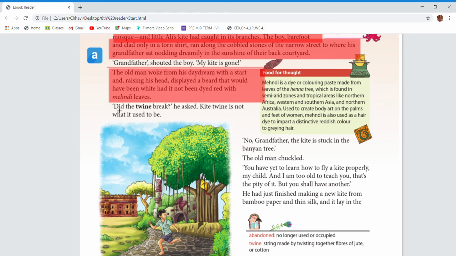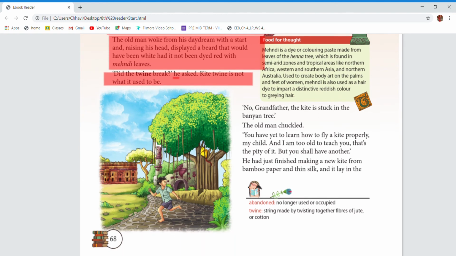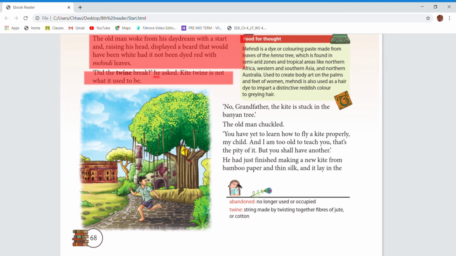Did the twine break? He asked. Kite twine is not what it used to be. Who is he here? He is grandfather. So grandfather says, did the twine break? That means did the string of the kite break? Did you lose the kite? And then the writer says that kite twine is not what it used to be. So nowadays, the strings which we attach to the kite and the string which grandfather is talking about are different. That means they used to make the thread or the string with whatever was available.